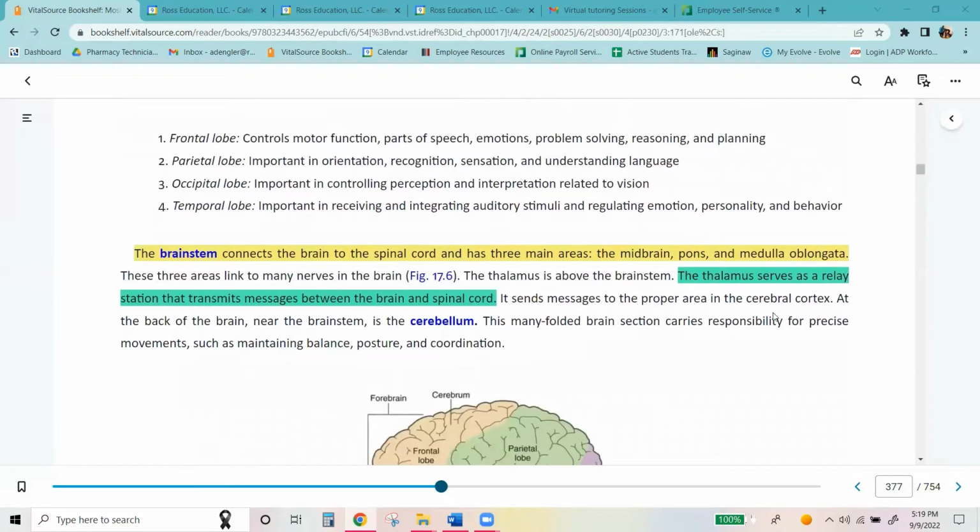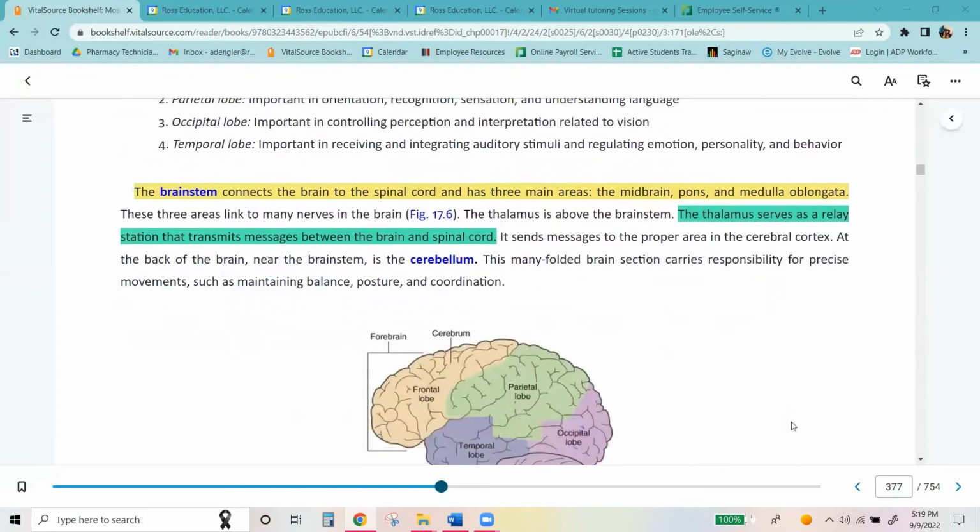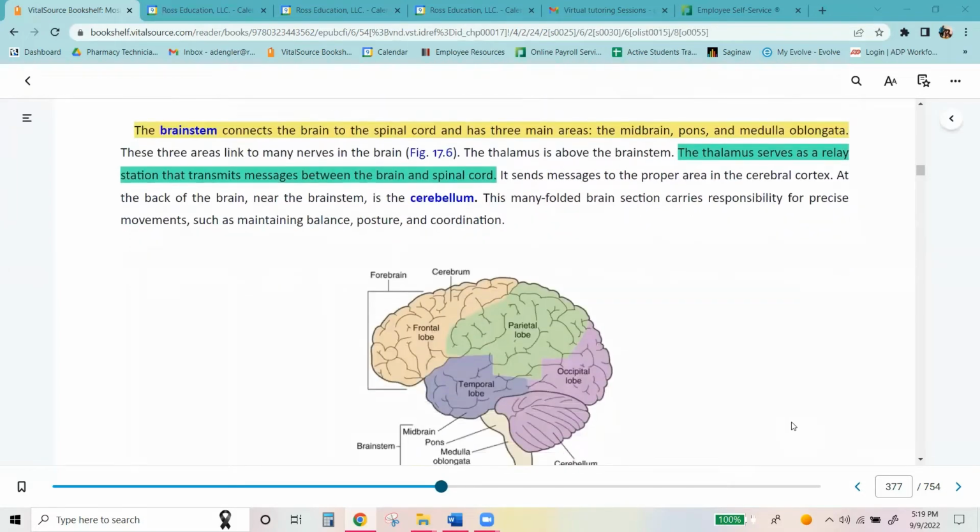The brainstem connects the brain to the spinal cord and has three main areas: the midbrain, pons, and medulla oblongata. These three areas link to many nerves in the brain, and the thalamus is above the brainstem. That serves as a relay station that transmits messages between the brain and the spinal cord. It sends messages to the proper area in the cerebral cortex.